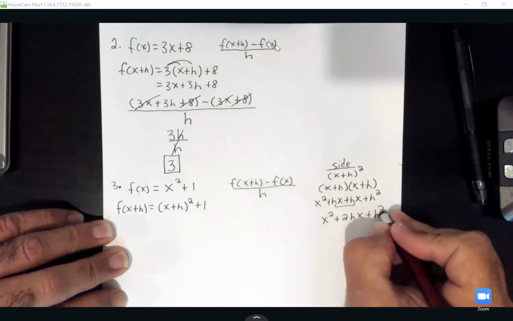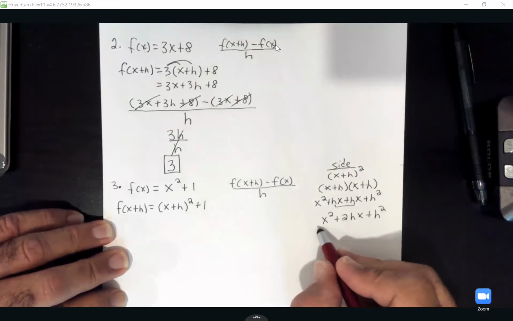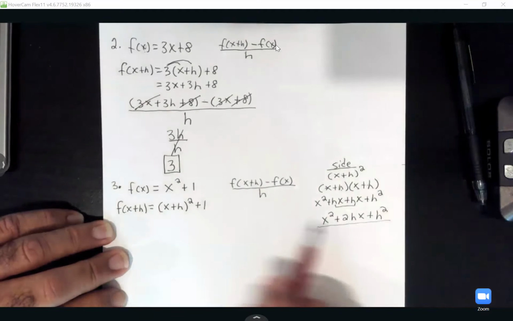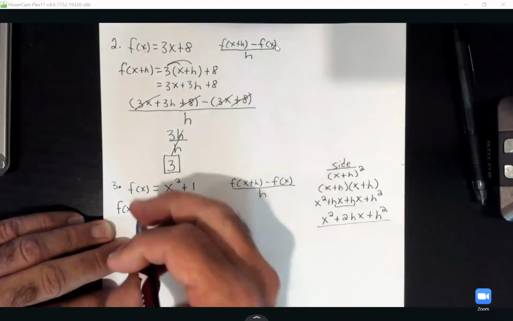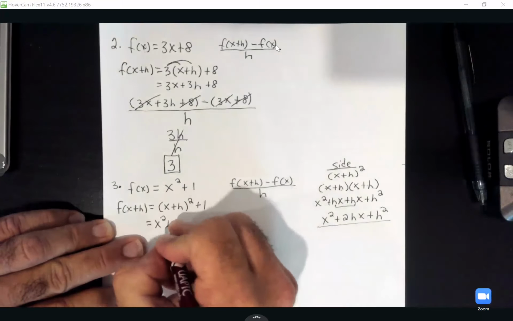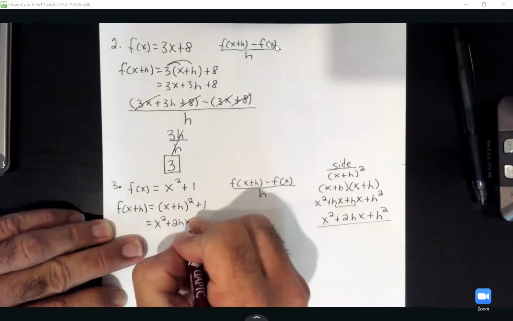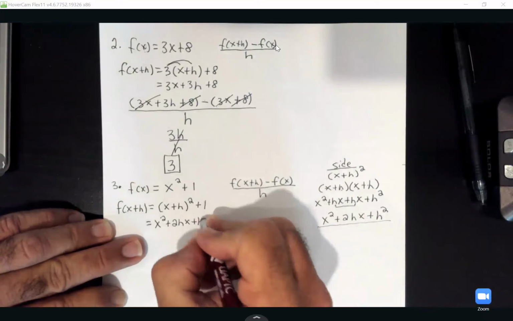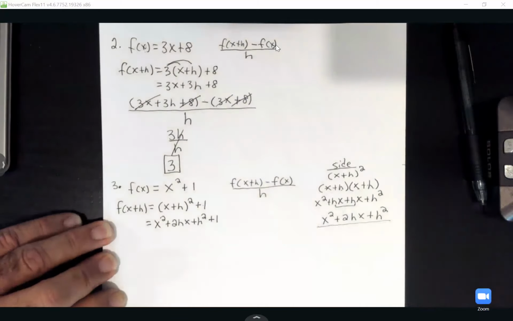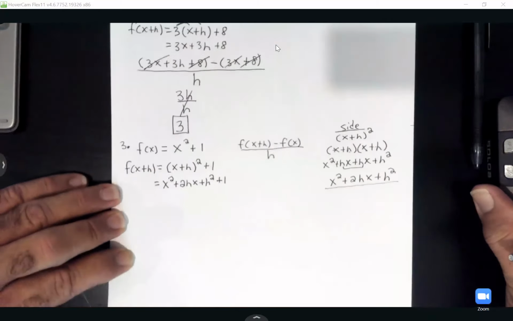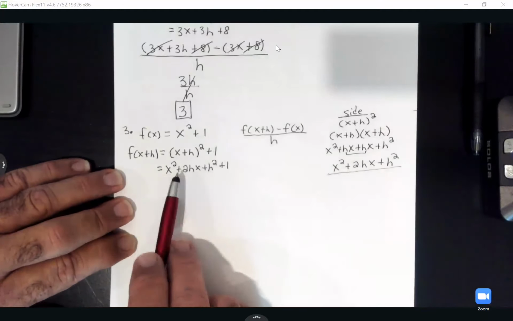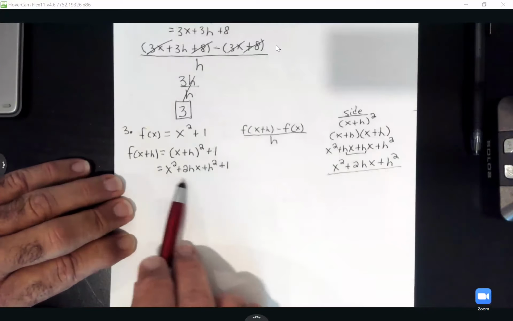Y'all save this stuff right here, because anytime you get this x plus h squared, we're going to replace it with that. So that means this equals x squared plus 2hx plus h squared, and then at the end, bring down that positive 1. So the first question, we do not have any like terms here, so we cannot simplify this any further.